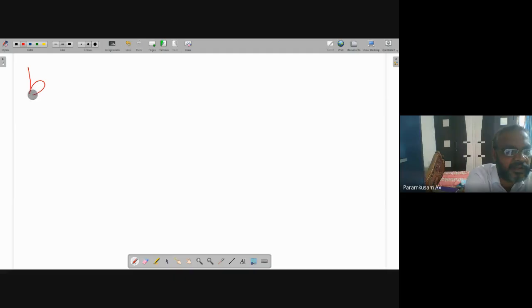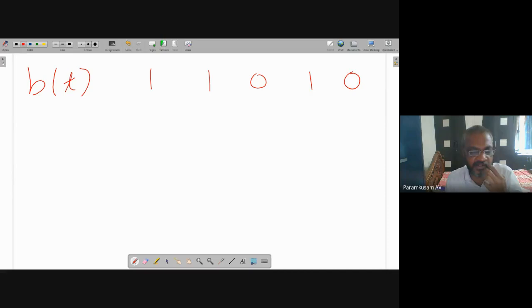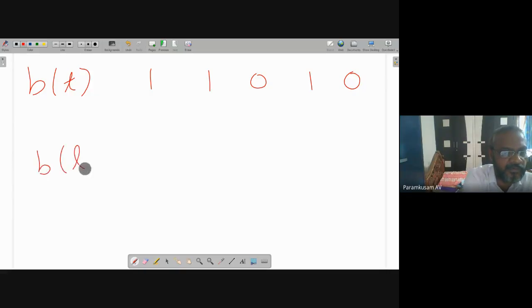Or B of t, 1 1 0 1 0. Suppose this is the sequence of the binary bits B of t. Okay. Here I draw the B of t waveform.